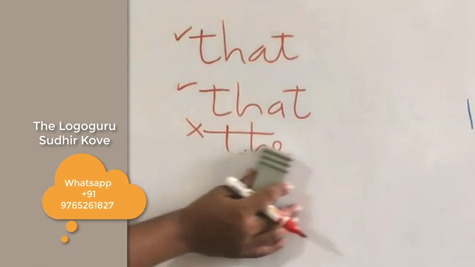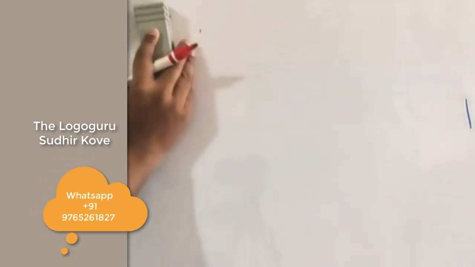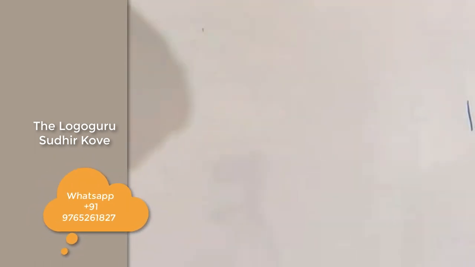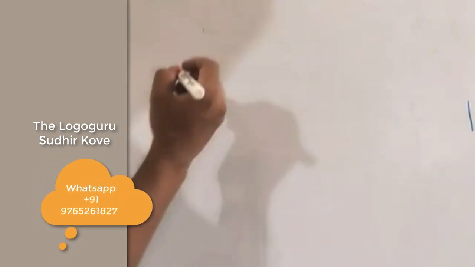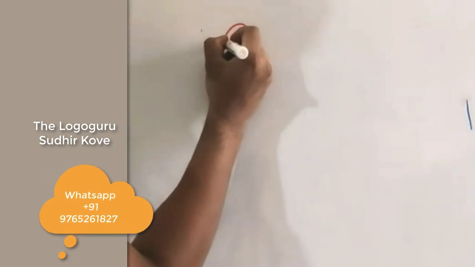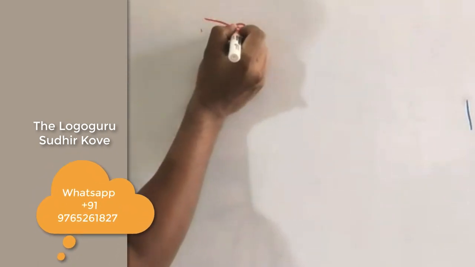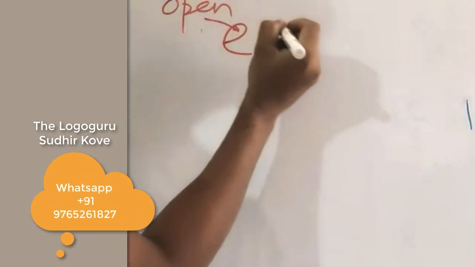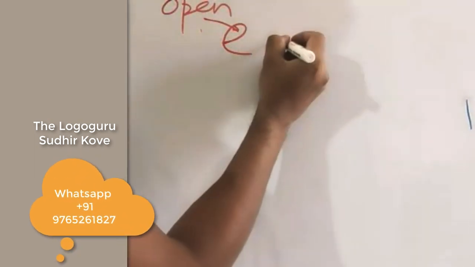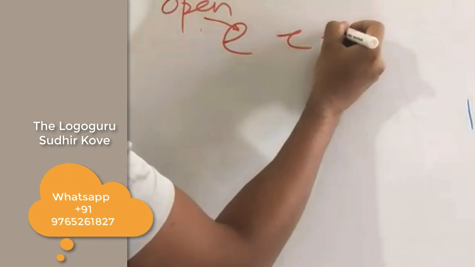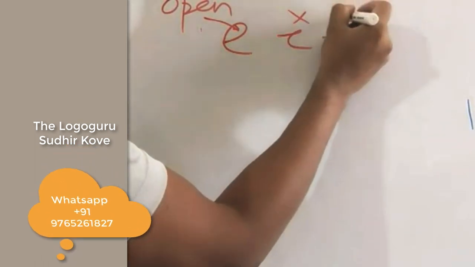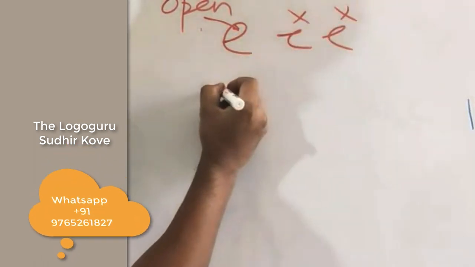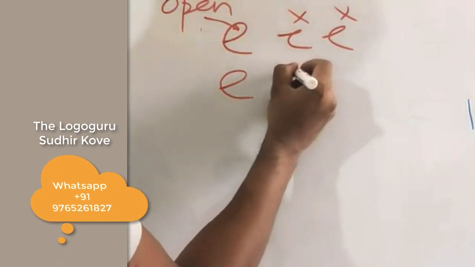Then we will discuss the letter E. Now the E letter is for listening. So what is happening with the letter E is you need to make the E letter like this. This loop is supposed to be open. If you do like this, it's a wrong way of making E. This is the correct way.